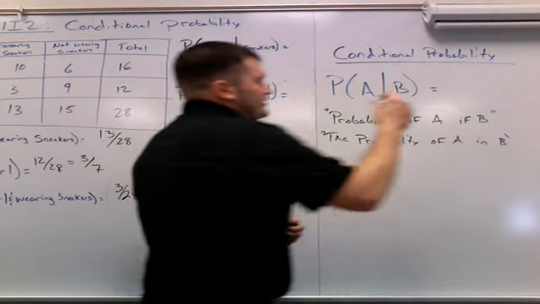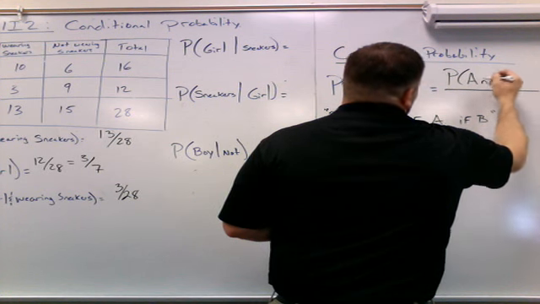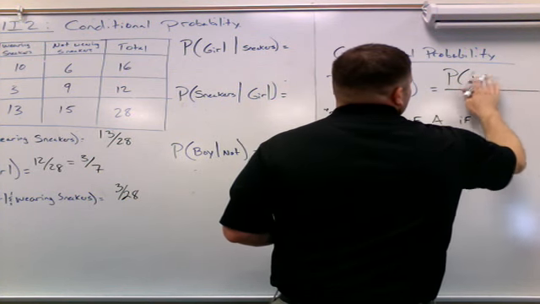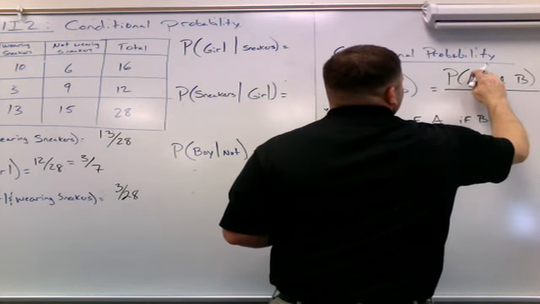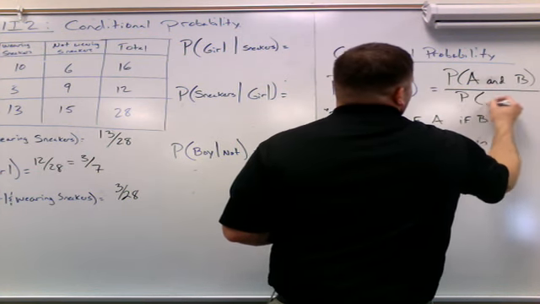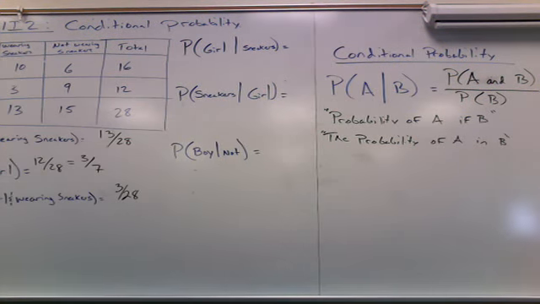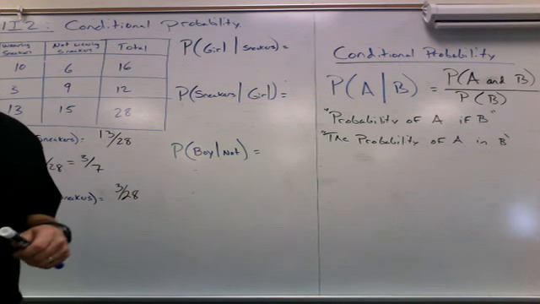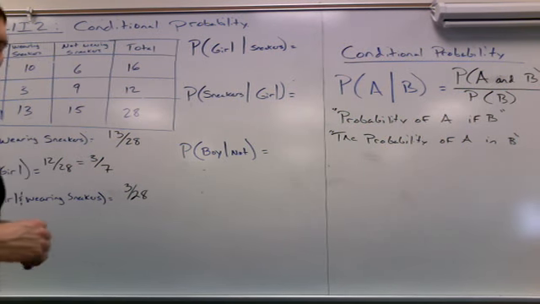Now the equation for this: A and B, sorry about that, over the probability of B. So the probability of A if B, or the probability of A given B, is the probability of A and B divided by the probability of B. Now I'm going to show you how that's the same as what we were just doing. Okay?